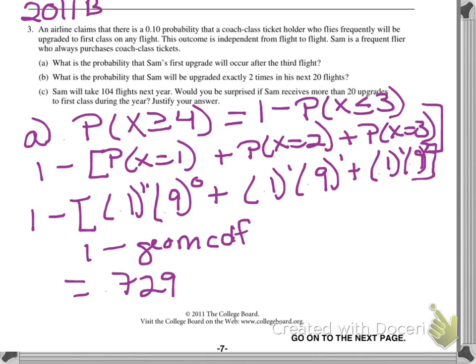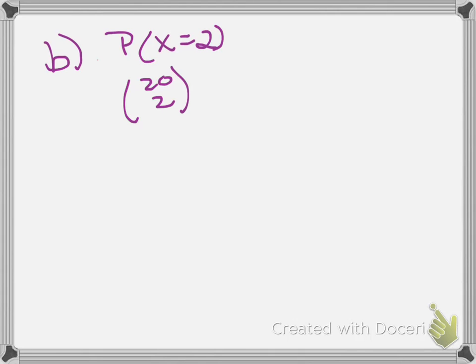What's the probability that Sam will upgrade exactly 2 times in his next 20 flights? So I'm going to go to the next page. So this is the probability that X is equal to 2. This is a binomial. So this is 20 choose 2 of 0.1 squared of 0.9 to the 18th, because 18 plus 2 is equal to 20.